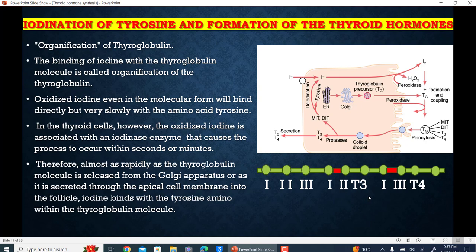When diiodotyrosine combines with diiodotyrosine, it leads to T4 formation, or thyroxine formation, or tetraiodothyronine. And if one diiodotyrosine is combined with monoiodotyrosine, it also makes triiodothyronine. So this is another function of peroxidase, which causes binding of the iodinated tyrosine molecules with each other.